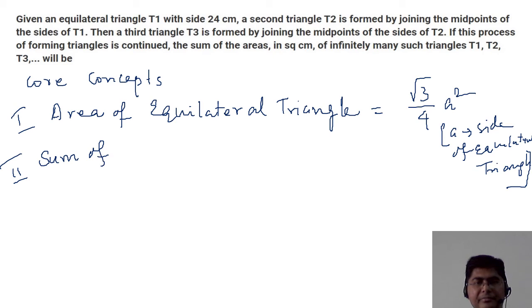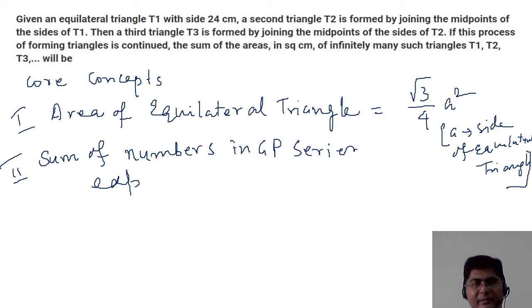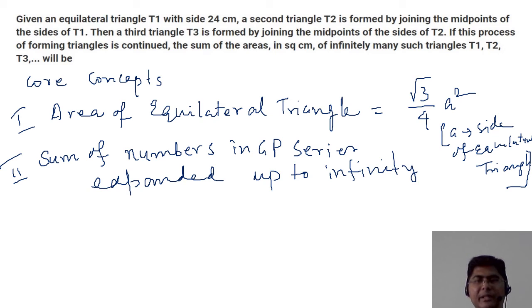Sum of the numbers in a GP series expanded up to infinity. Why infinity? Because as you can see, the process continues infinitely, right?